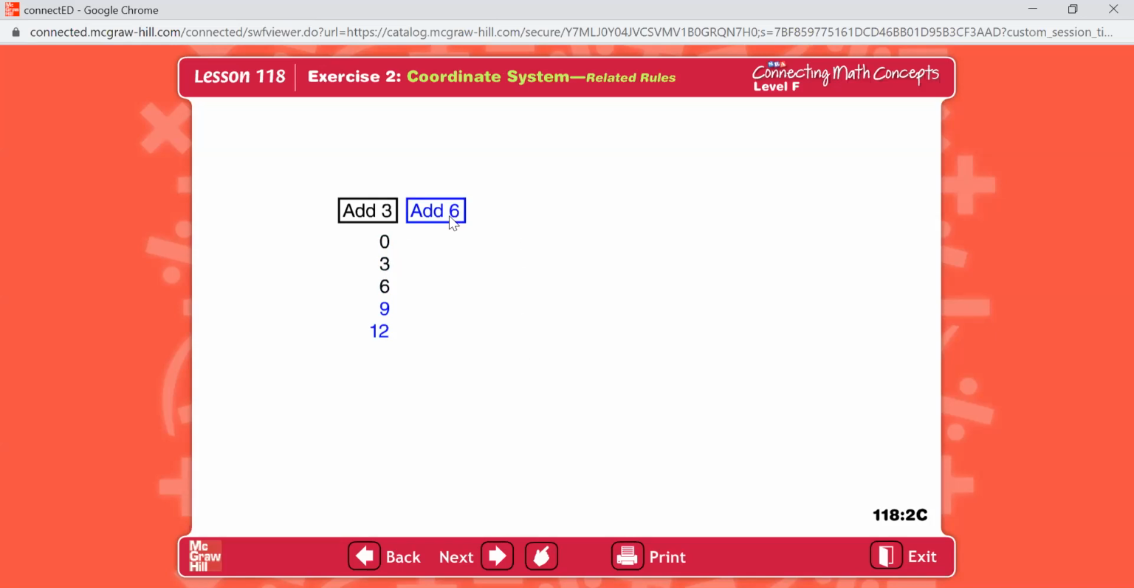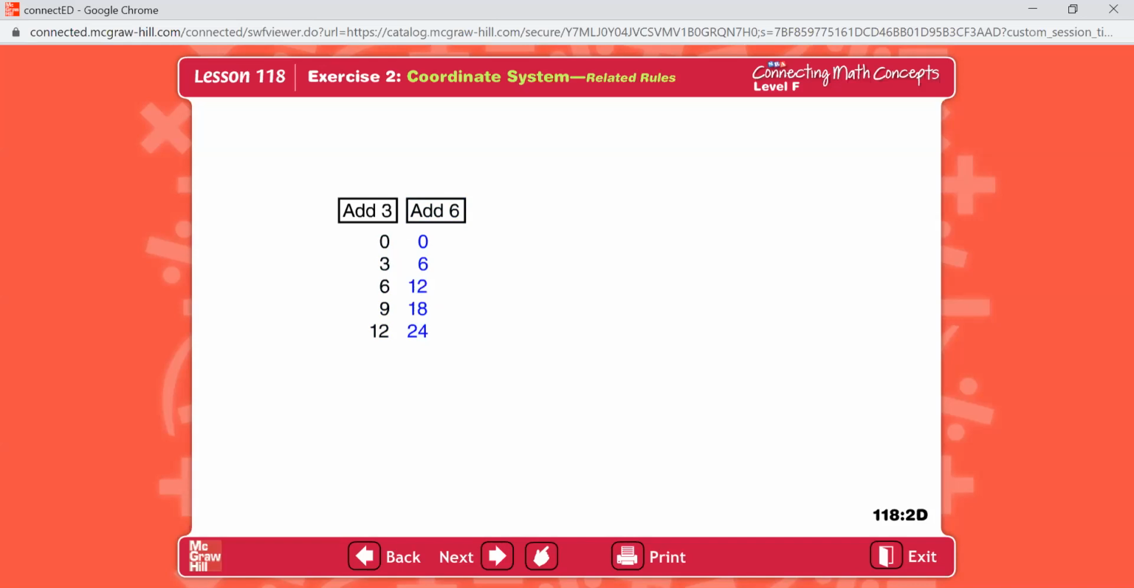Here's the second rule. Add 6. If we start at 0, the first numbers for that rule are 0 and 6. Start at 0, add 6 more, add 6 again, add 6 again. 0, 6, 12, 18, 24.